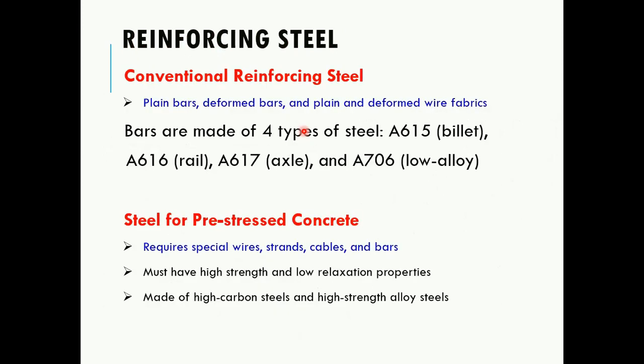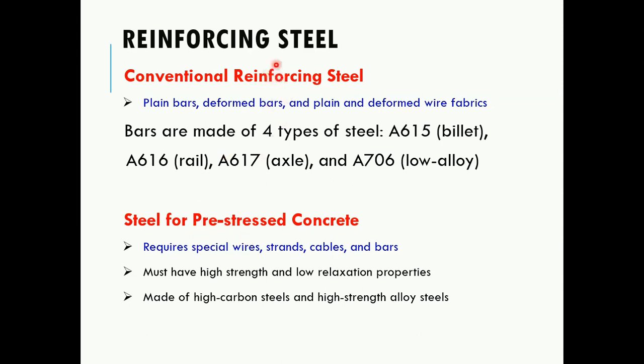And the other function of steel is to reinforce the concrete. So the steel is used as reinforcement bar inside concrete. For example, for conventional reinforcement steel, we use plain bar or deformed bar, and also plain and deformed wire fabrics. The bars are made of 4 types of steel. Okay, and then we have steel for pre-stressed concrete.